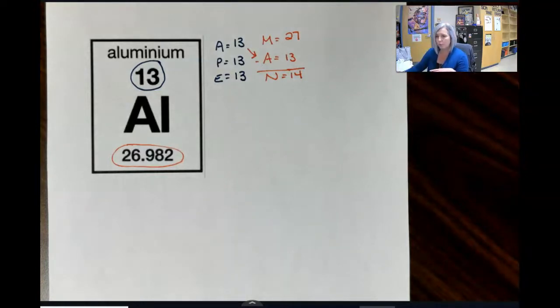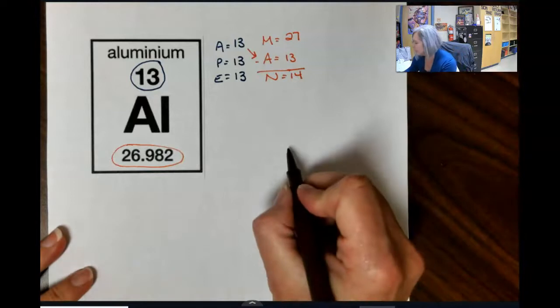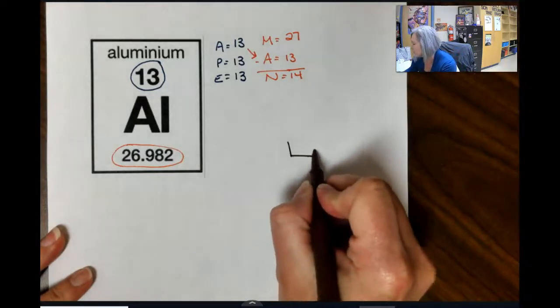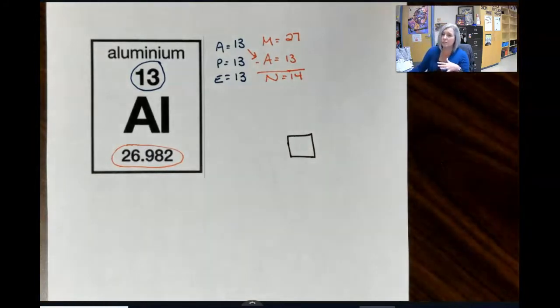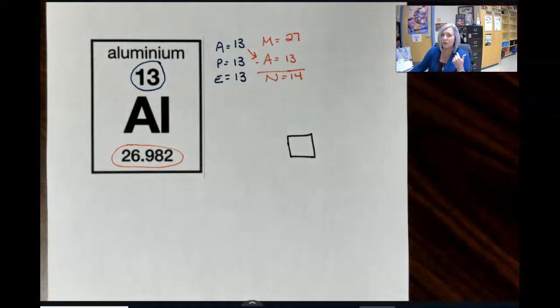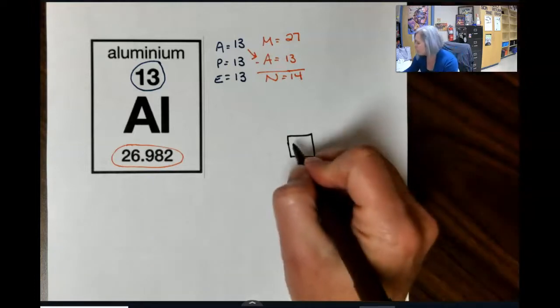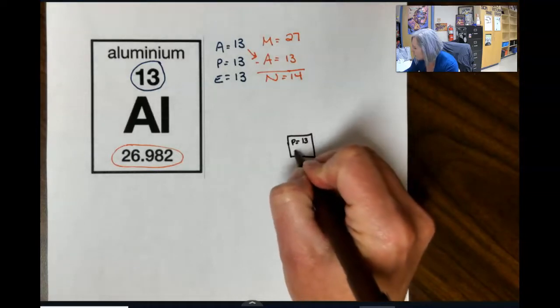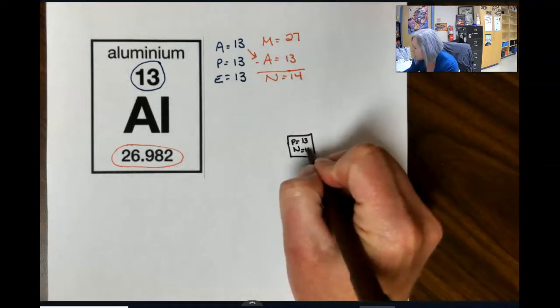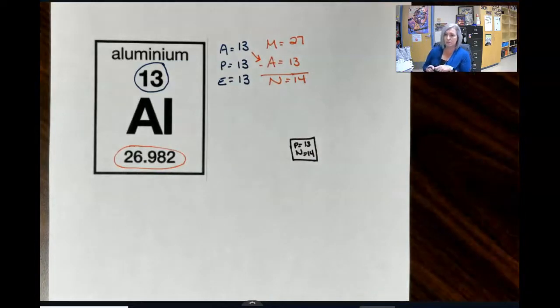Now the rules for the Bohr models. We start with the nucleus. So you're going to start inside the nucleus. Now for my nucleus, I'm going to actually draw a square. It's easier for me to keep straight that this is the nucleus. It would be really difficult to add 13 protons and 14 neutrons inside that square and still have a nice, neat model, so we're just going to put P and N. So our protons equal 13 and our neutrons equal 14. So now my nucleus is complete.